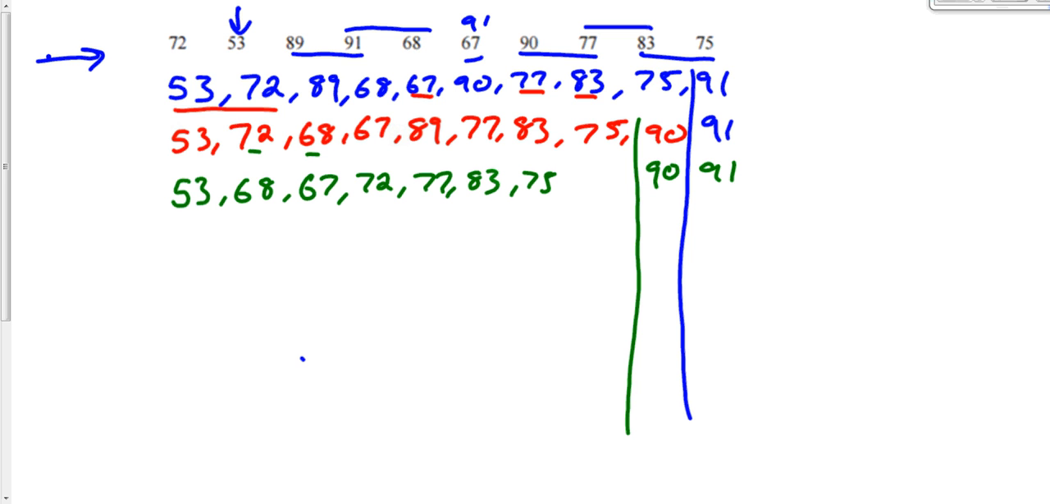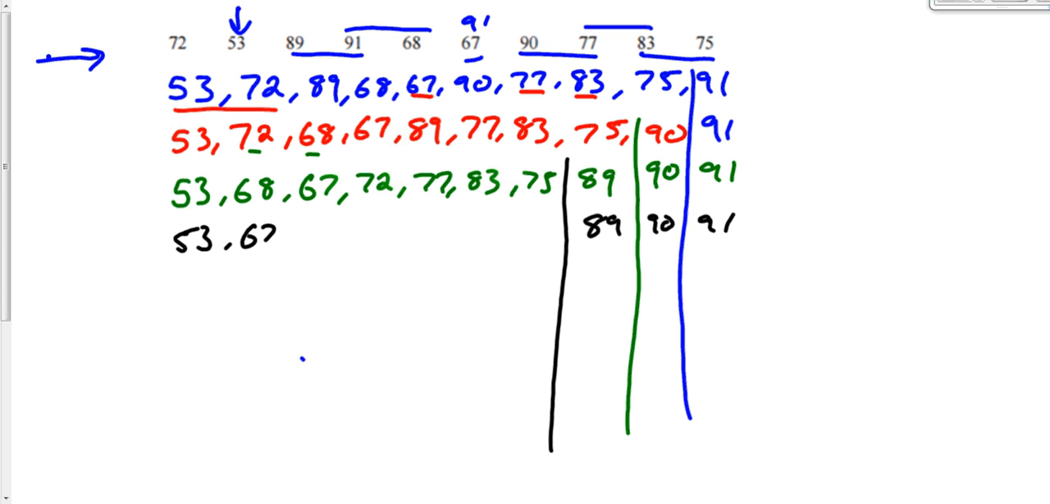And we've now done three passes, so the last three would be in the correct place. So next time we're going to have 89, 90 and 91 in the correct places. We then repeat the process, 53 and 68, so 53 is in the correct place. 68 and 67, so 67 and 68 need to swap.